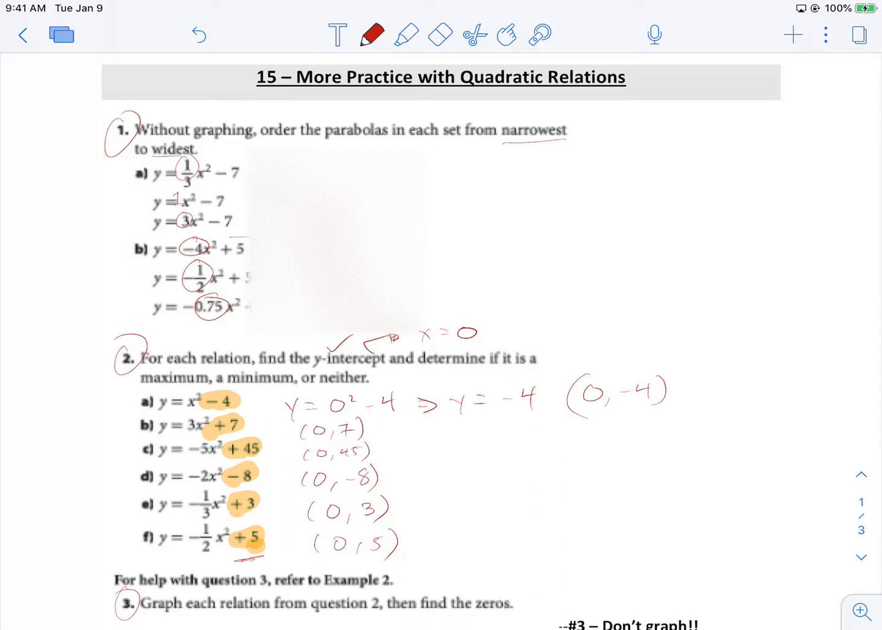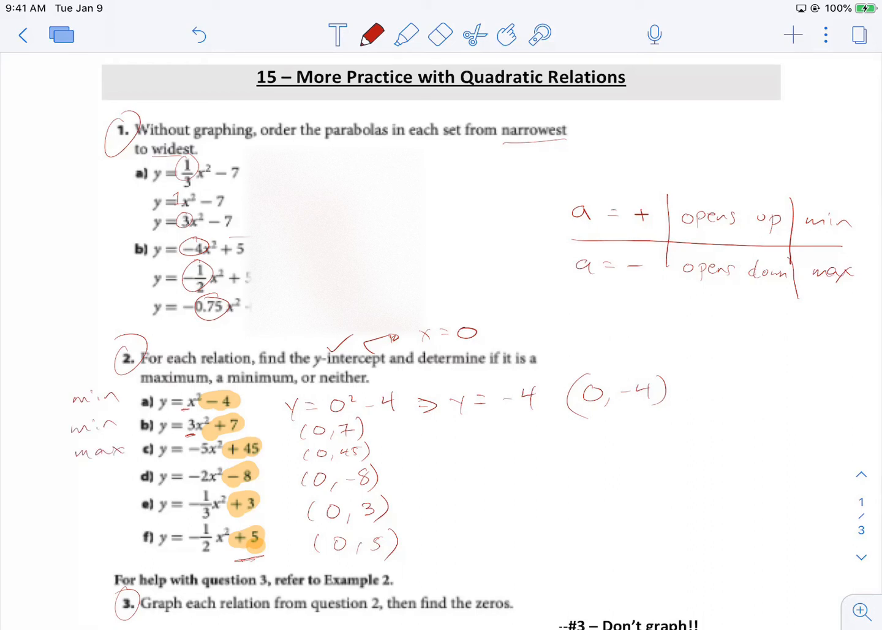Remember our little chart. If our a is positive, like this, that means it opens up, which means we're going to have a minimum. If our a is negative, opens down, and you have a maximum. Okay, so here our a value is 1. Do we have a maximum or a minimum? It's a minimum because it opens up, minimum because it's positive.